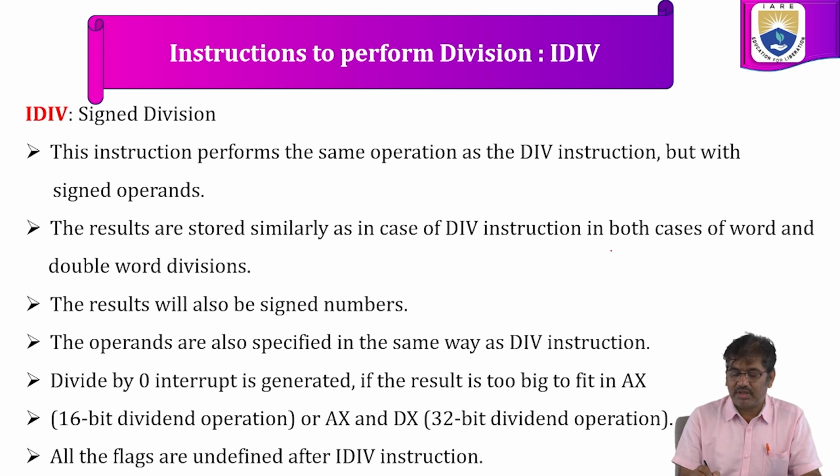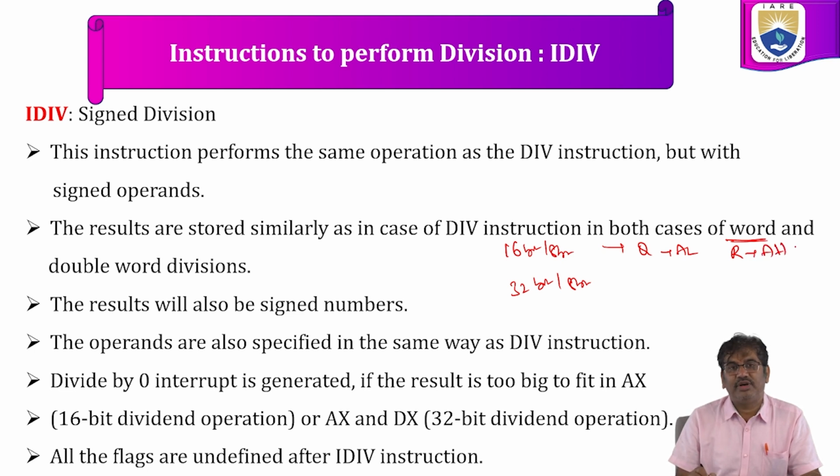So if it is word division, that is 16-bit by 8-bit division, the second case is 32-bit by 16-bit division. We can find the quotient in AL register, remainder is in AH register. If it is 32-bit by 16-bit division, quotient we can find in AX register, the remainder can be in DX register. The result also will be signed numbers. The operands are also specified the same way as in div instruction.